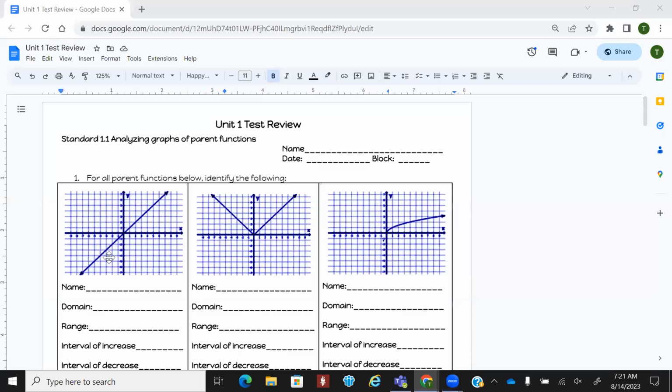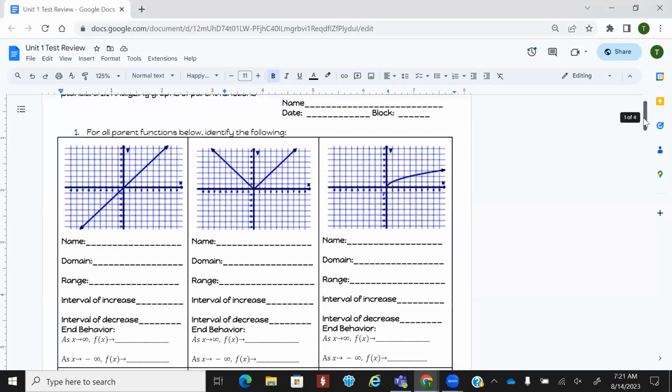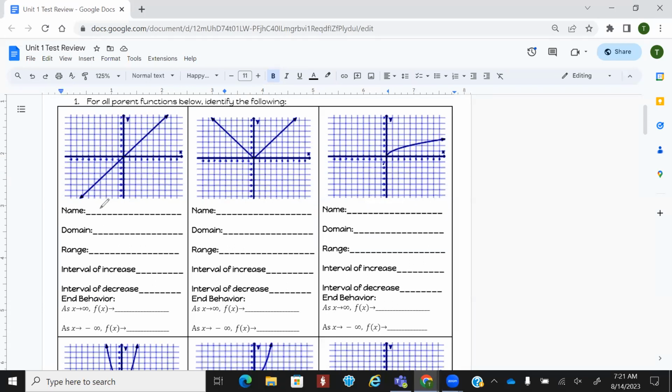Okay, so what's the name of this function? Linear. And what's the domain of a linear function? Okay, so a lot of people made this mistake on their mastery check, so let's go over this. For domain, it's going to be negative infinity to positive infinity. Some people on their mastery check put infinite to infinite, right? You need to make sure that you put negative infinity to positive infinity. Range is going to be the same thing.